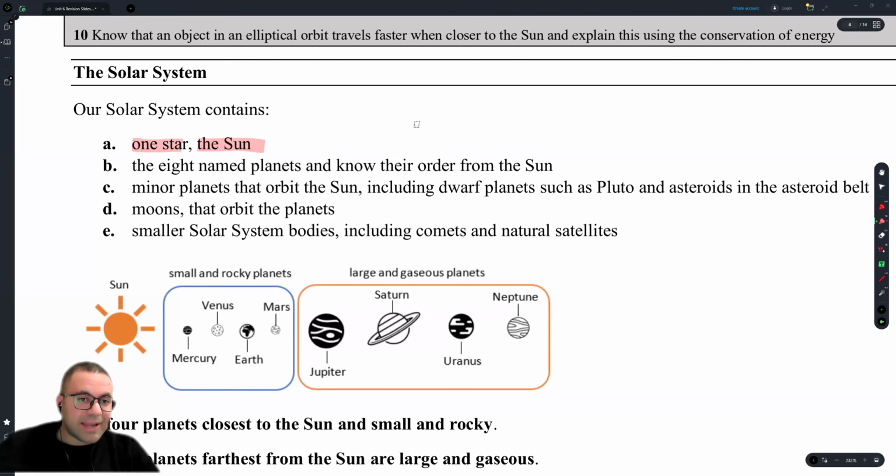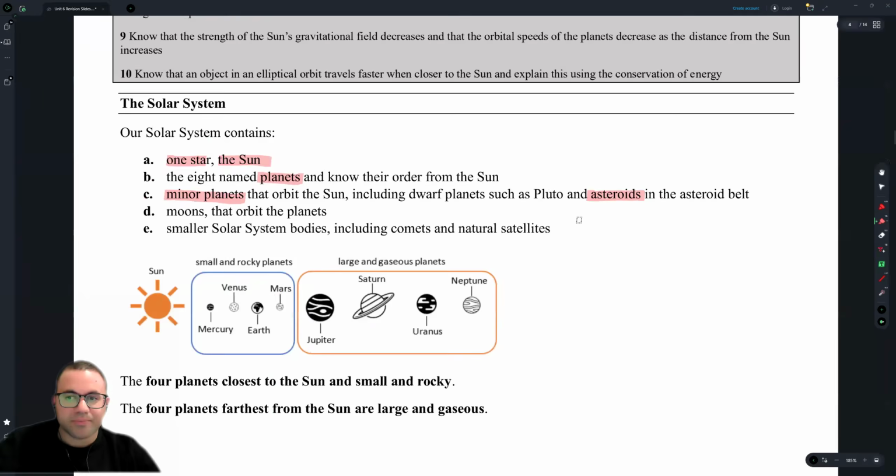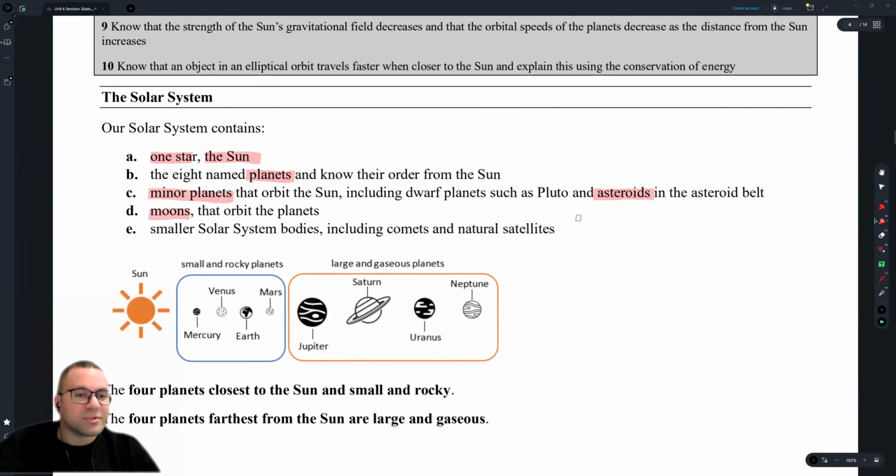Our solar system has 8 planets. So planets are things that orbit the sun. Is there anything else that orbits the sun? Yes. You have minor planets such as Pluto and asteroids, these little rocks in the asteroid belt. You also have moons that orbit the planets. And then you have some random little bodies that move around the solar system, like comets. They also orbit the sun, but they have extremely skewed orbits. We'll talk about them later. And other satellites, moons essentially.